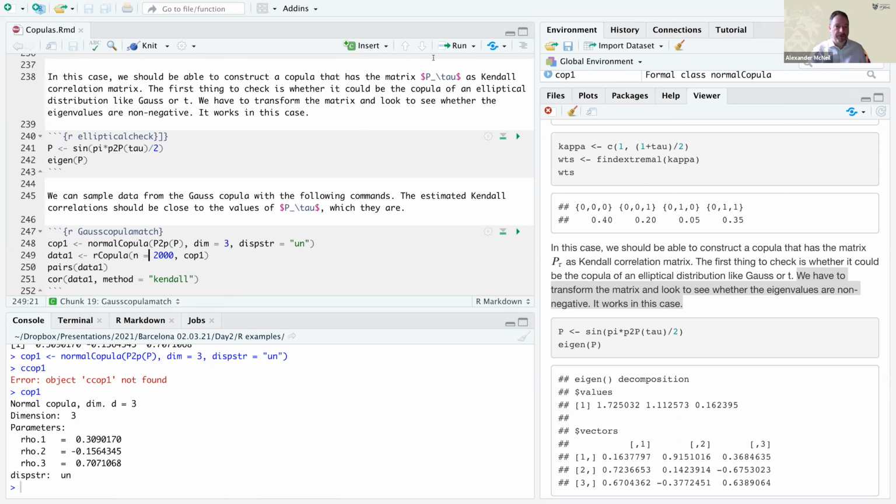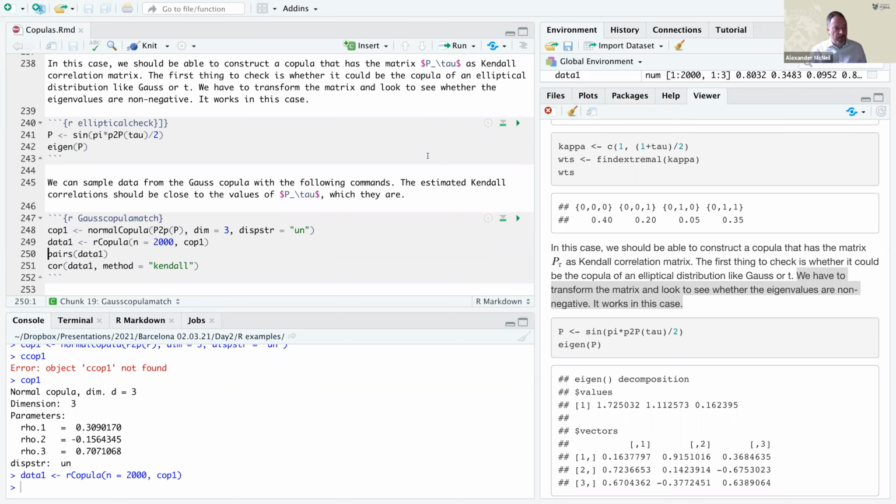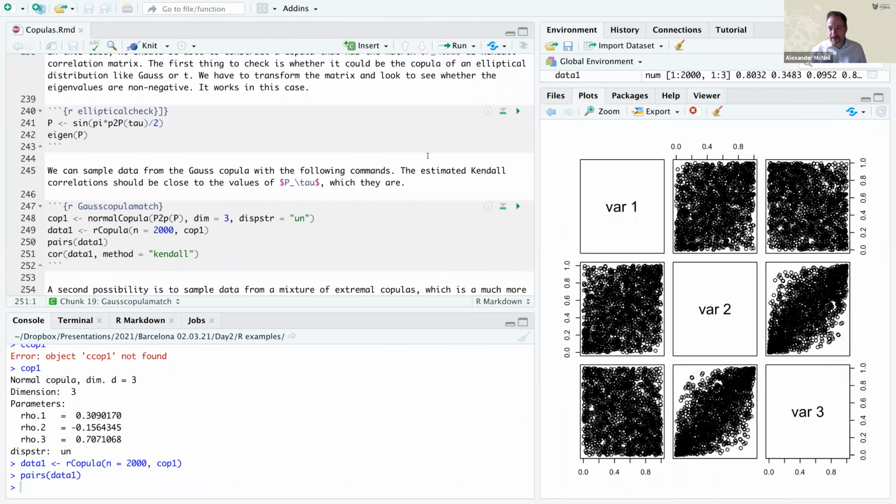And then I can simulate 2000 data from that one, and we could have a look at the data. I quite like the command pairs. This shows you that I have 3 by 3 data. You can see there's particularly strong correlation between variable 2 and variable 3. That comes from the 0.7. And there's actually negative correlation between 1 and 3, and a positive correlation, but a bit weaker, between 1 and 2.